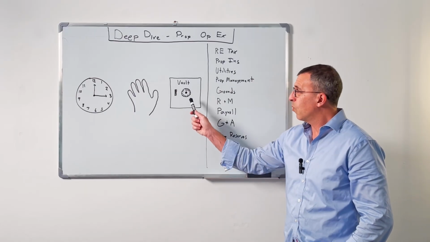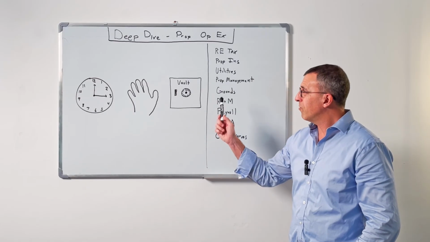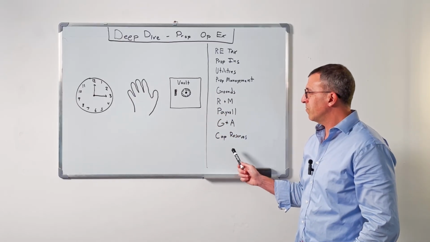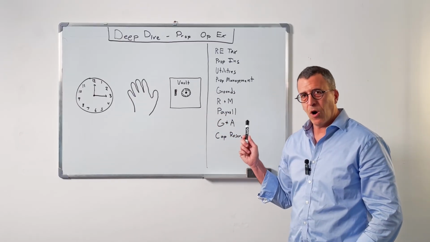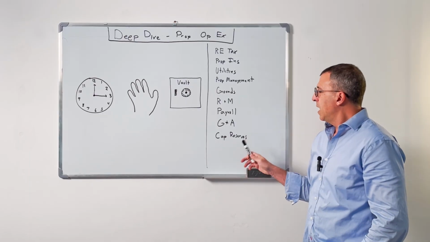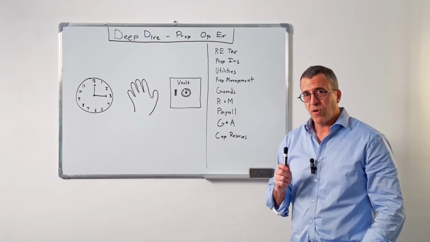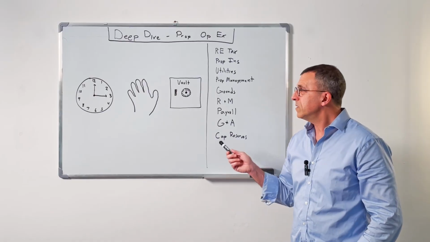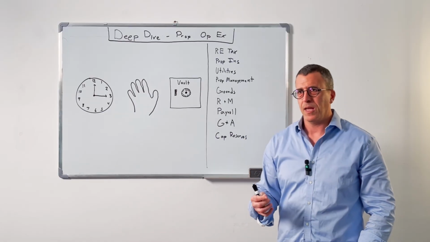Next, why the vault? Well, the vault is symbolizing capital reserves. And again, this often gets overlooked in smaller properties with mom and pop operators, but it's incredibly important, and lenders are very often going to make you include them. What's a capital reserve? Let me give you a perfect example.